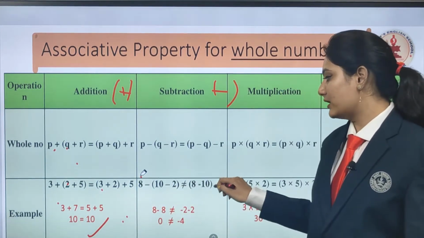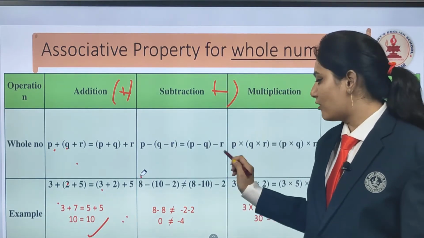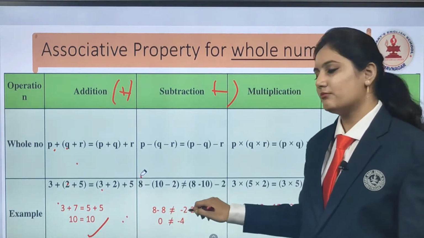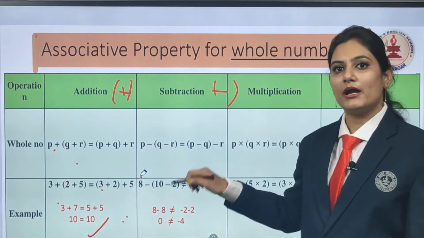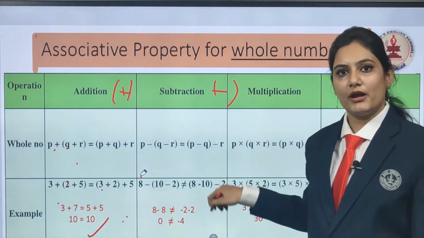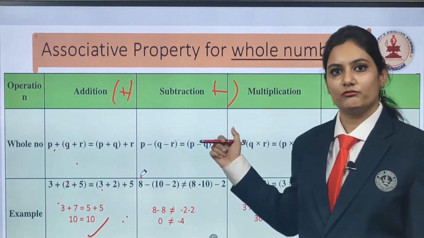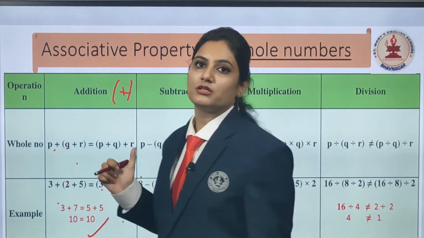Here it is 8 minus 10, answer is minus 2. Then minus 2 will come from above and we will solve this. Minus 2, we will get the answer negative, minus minus plus. So the answer is minus 4. 0 and minus 4, they are not equal. So it is not closed under subtraction.